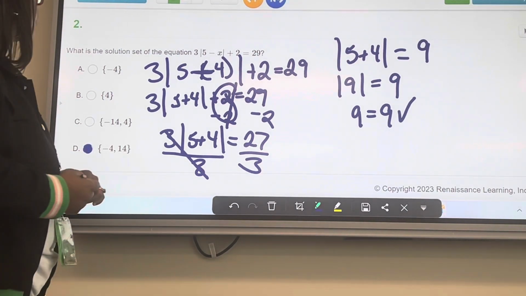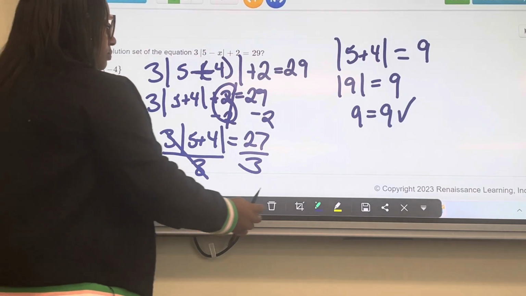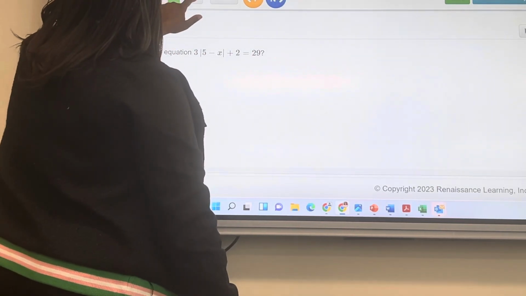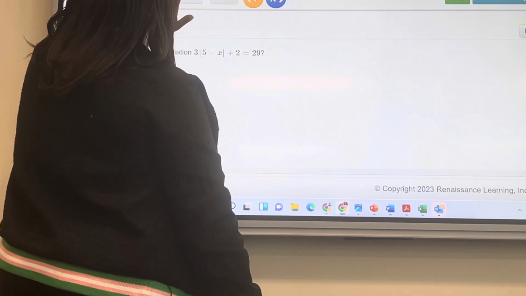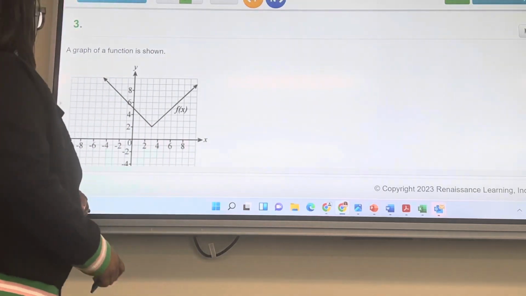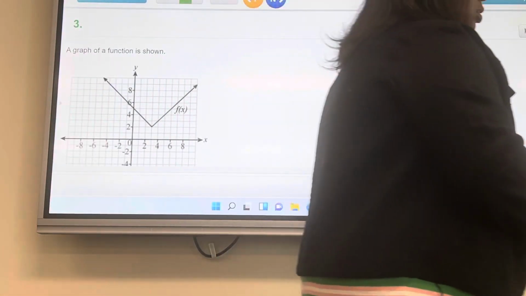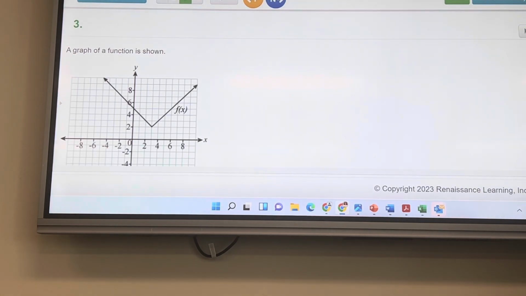All right, let's go to the next problem. It says graph the function shown. Let me see if I can actually see the function.